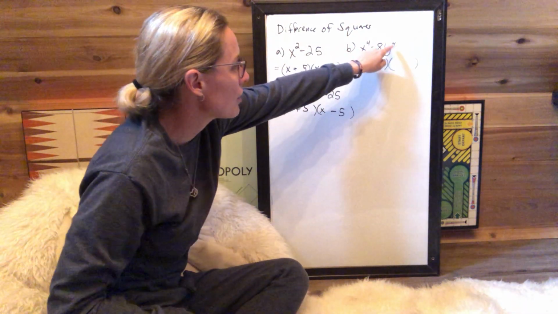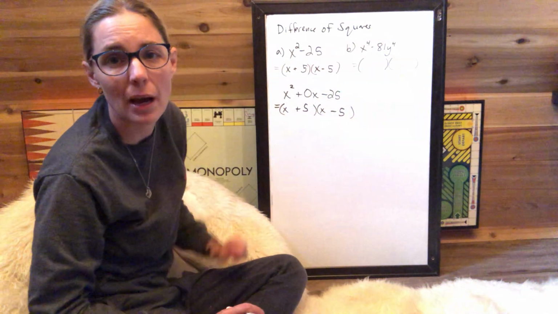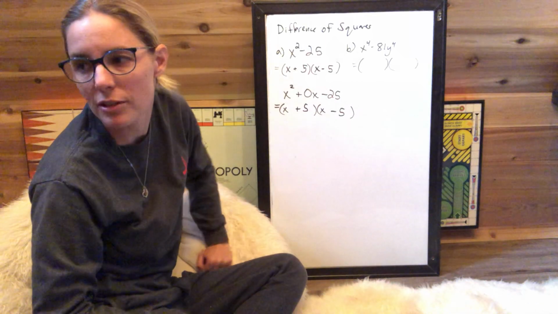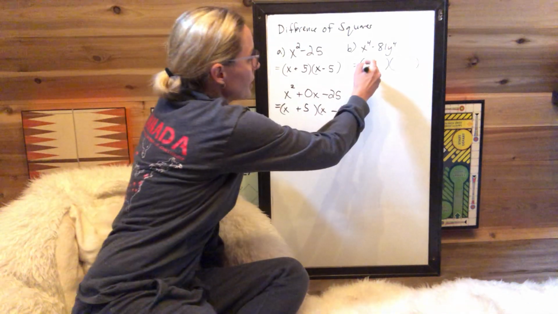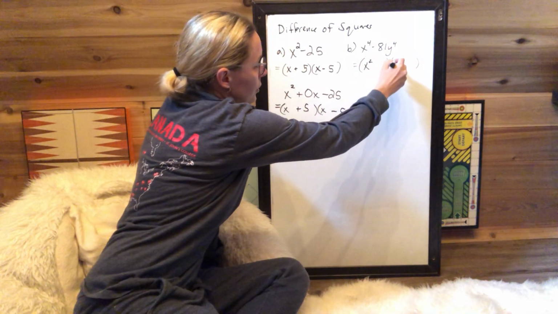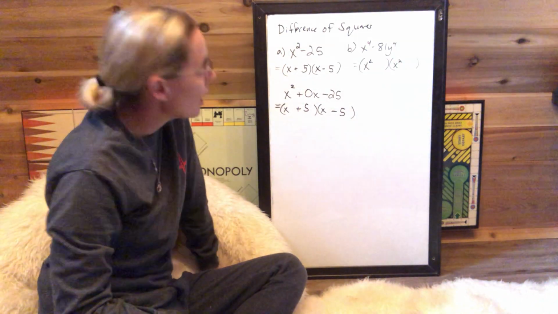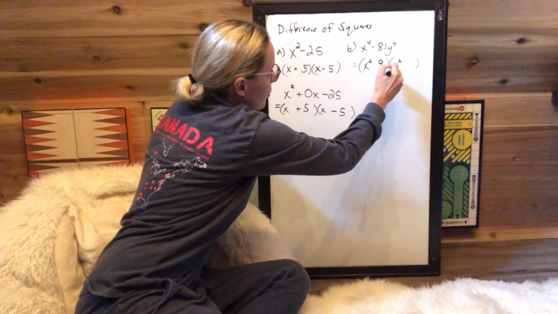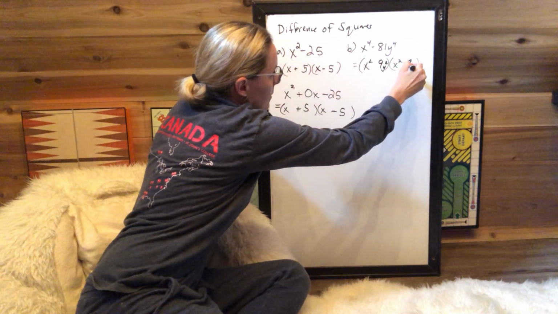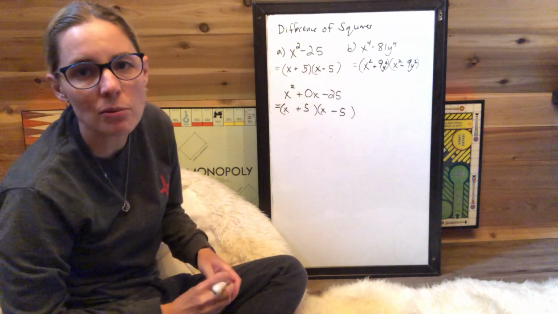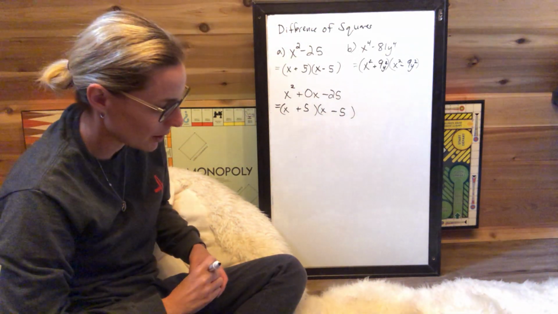Up here, neither of these are squared. They're to the power of 4, but the same thing applies. When you take the square root of something to the power of 4, you get something squared. So you get x squared at the beginning, and then when you take the square root of 81y to the 4, you get 9y squared. One gets a positive, one gets a negative. And that was how we factored a difference of squares.